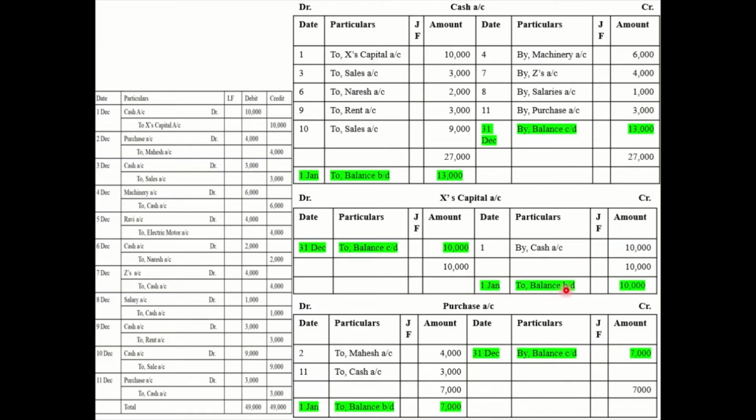To balance brought down rupees 10,000. This is the X capital account ledger. Next is the purchase account. Okay, we follow the same sequence.